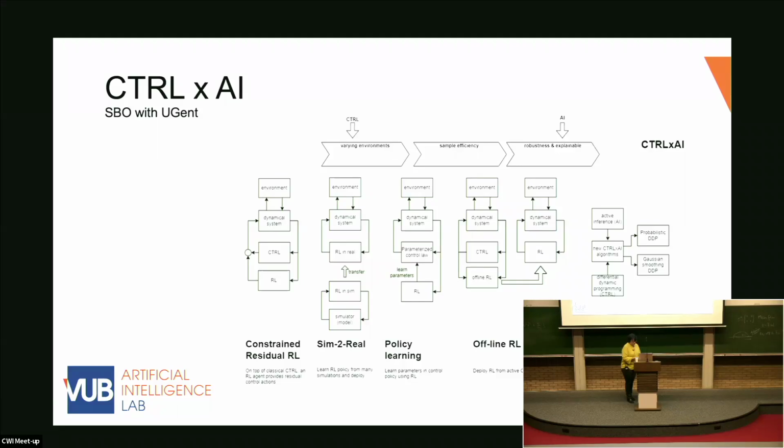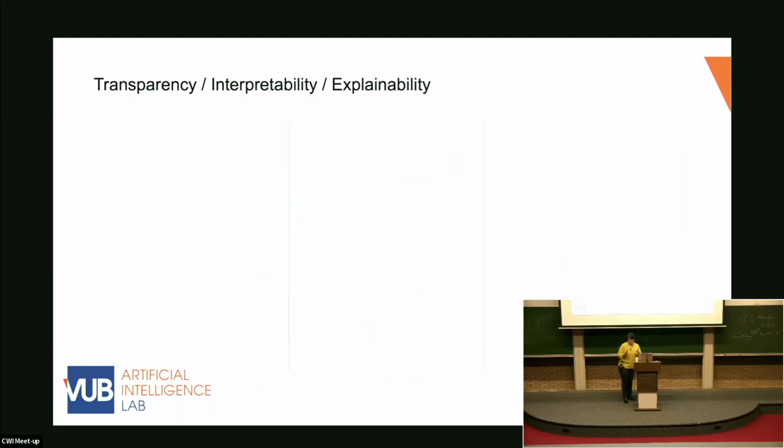But now I want to go to some aspects of, well, what you could call trustworthy RL. So that can be transparency, interpretability, explainability. These terms are not always used in a very consistent way in literature. And so the umbrella term is more trustworthy RL. And there's different aspects to it.